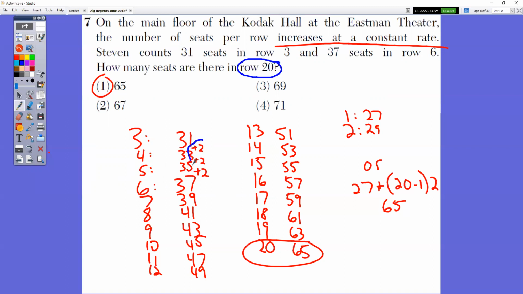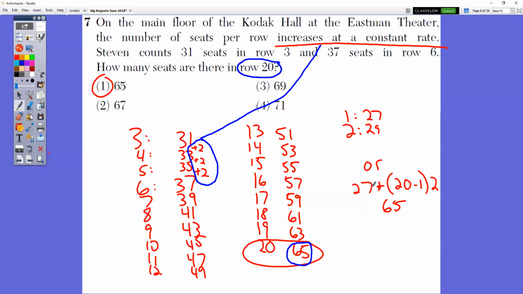So what we're doing is adding by 2 each time. That increases at a constant rate. Then just continue on with the pattern. It takes a little bit to do it out like this, but it is a way to do it. So each time we're adding 2 to the row. So eventually when you get to row 20, there are 65 seats in the row.